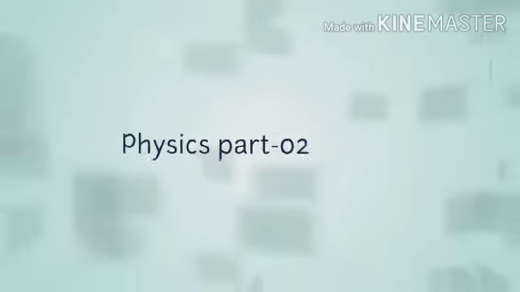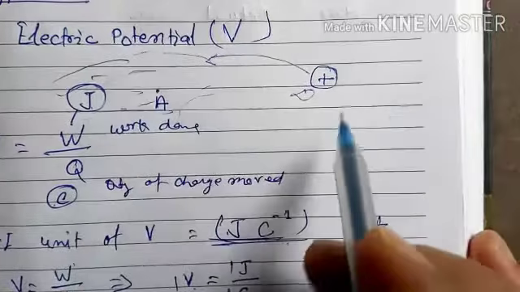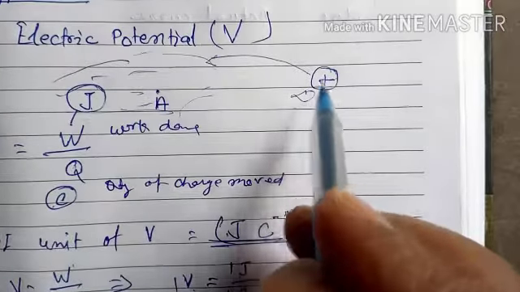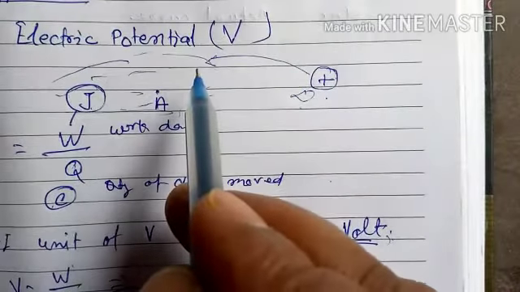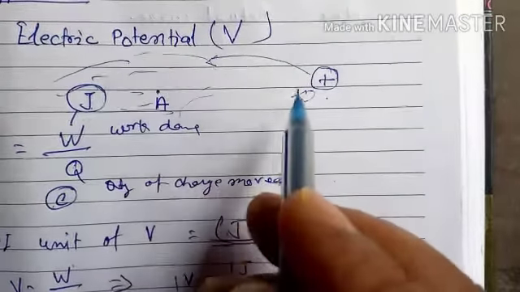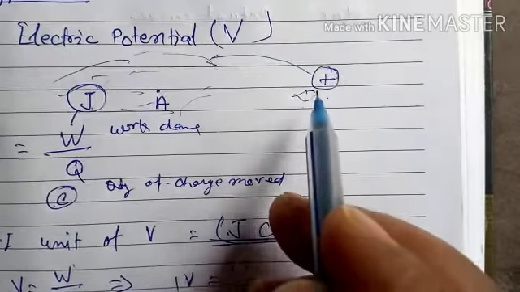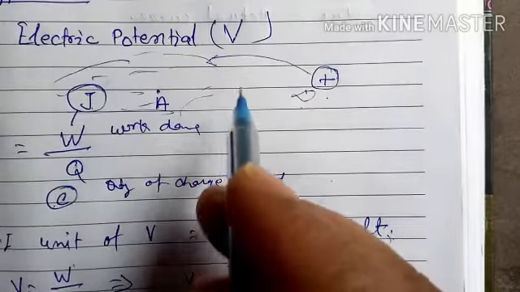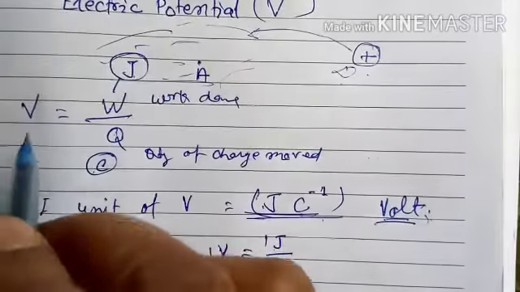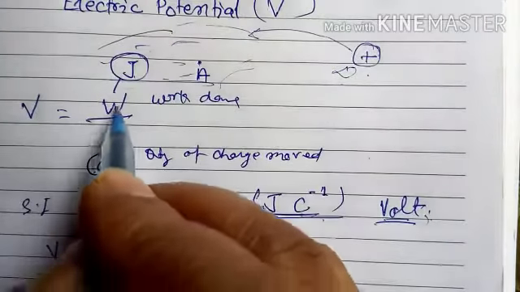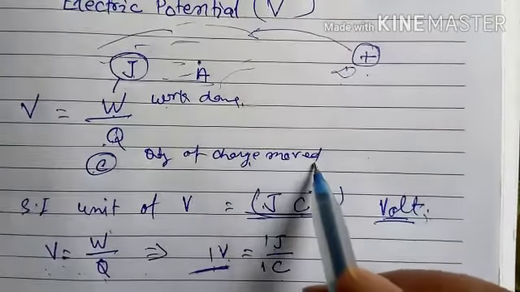To understand this one, suppose this is an electric field. If you want to bring a unit positive charge from infinity, when it is brought here, it will experience a force. So work has to be done on the positive test charge to move it against this force of repulsion. Its formula is electric potential is equal to W by Q, where W is work done, Q is quantity of charge moved.